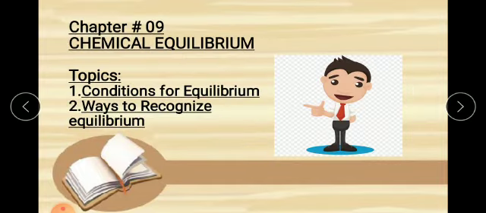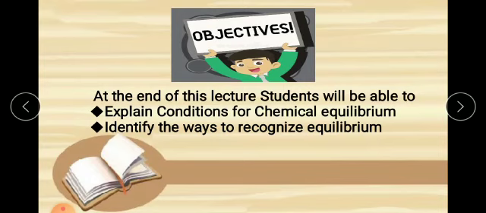Today, we will cover two short topics. Number 1, conditions for equilibrium. Number 2, ways to recognize equilibrium. From chapter number 9, chemical equilibrium. The objectives of our class are: at the end of this lecture, students will be able to explain conditions for equilibrium and to identify the ways to recognize equilibrium.